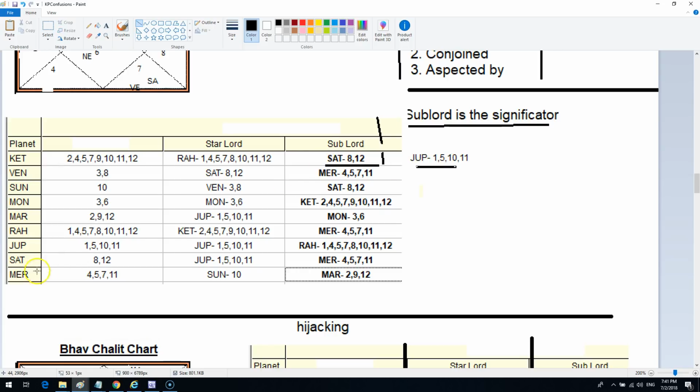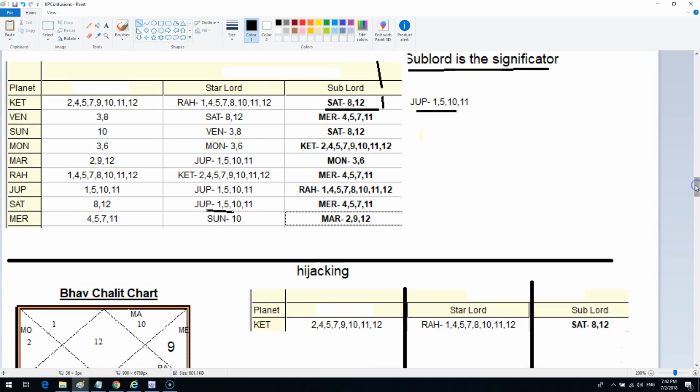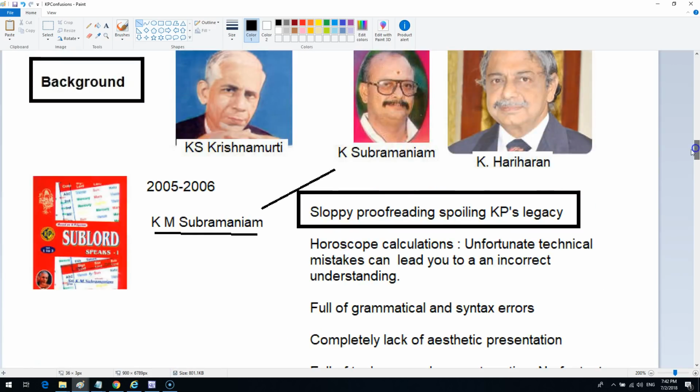So Saturn signifies, like we have seen, Jupiter by being in Jupiter's star. So that's another level of confusion, and all this confusion is brought by Krishnamurti's own publication. There is no clarification on what needs to be done. So let me show you the new paradigm shift, the new method that was propounded by Mr. K. M. Subramaniam in this particular book.